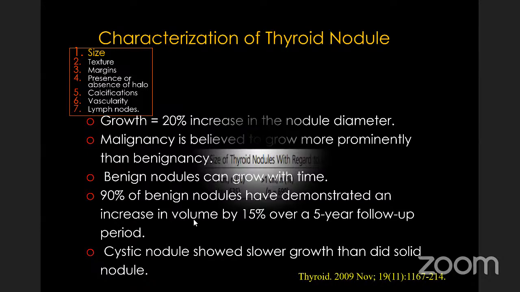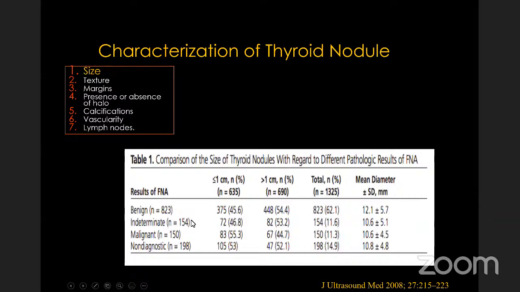In this study, we can see 150 nodules reported as malignant on fine needle aspiration. 83 of them were less than 1 centimeter, whereas 67 of them were more than 1 centimeter. On the other side, 823 were diagnosed as benign. Almost 45% of them were less than 1 centimeter. The other 55% were more than 1 centimeter.